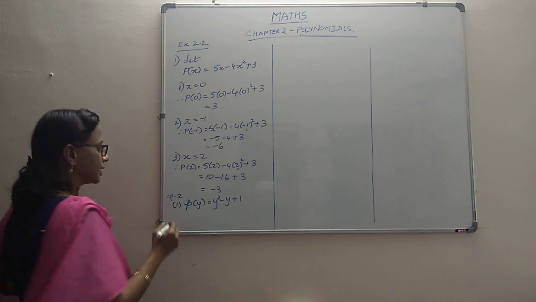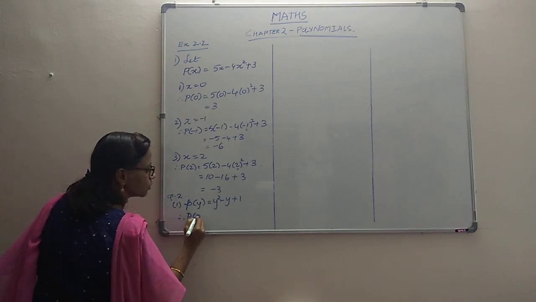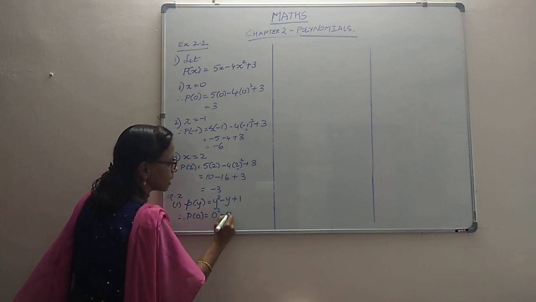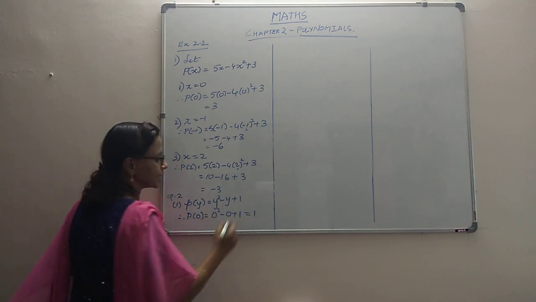So let's go about finding this. First, let's see what's p of 0. P of 0, wherever y comes, there you're going to put 0. So it's going to be 0 squared minus 0 plus 1. Finally, the answer is 1.